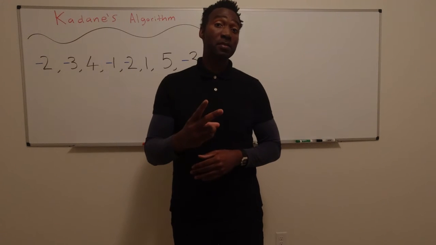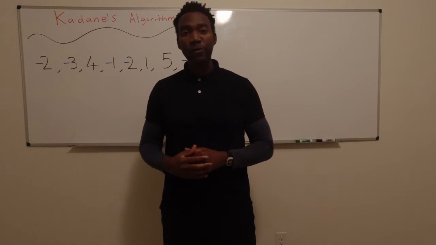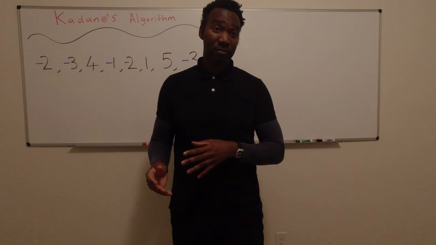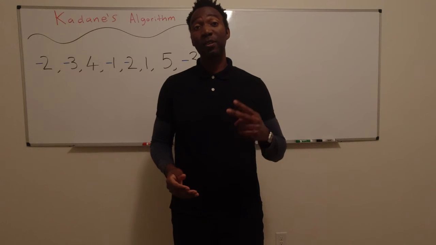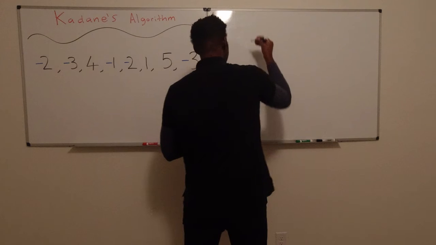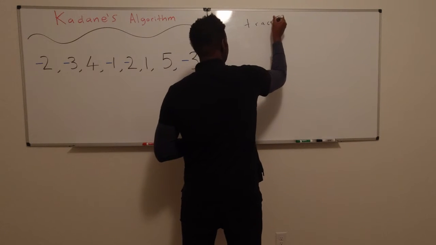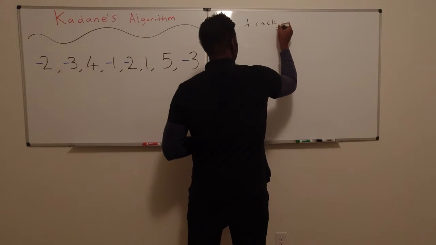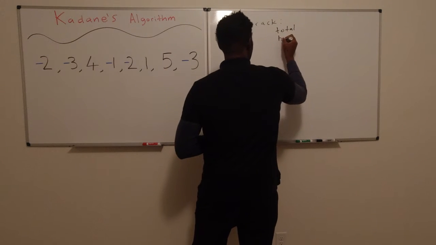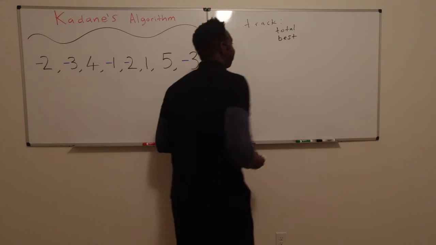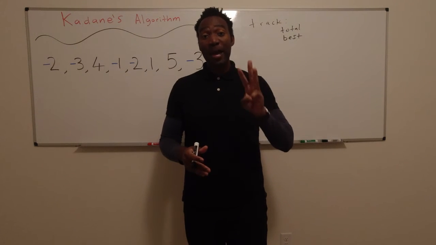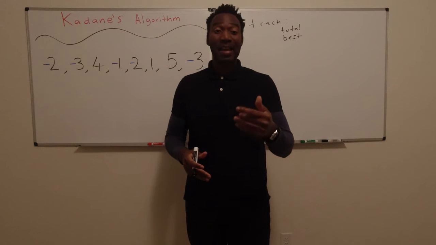So the big picture here is to loop through each number in your array and keep track of two pieces of information. The first piece of information that you care about is the running total. The second piece of information that you care about is the best sum. So track total and best sum. As you're looping through each element in your array, these are the three steps that you can do to implement Kadane's algorithm.